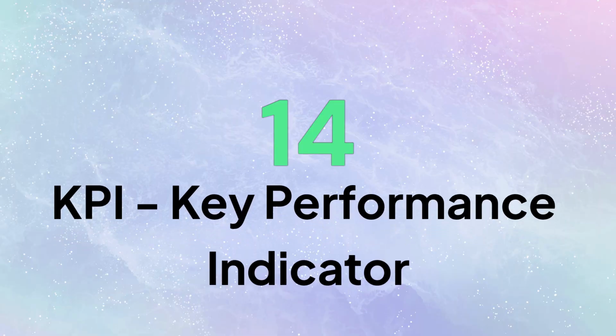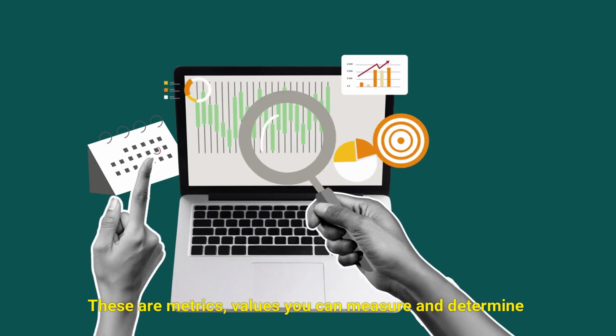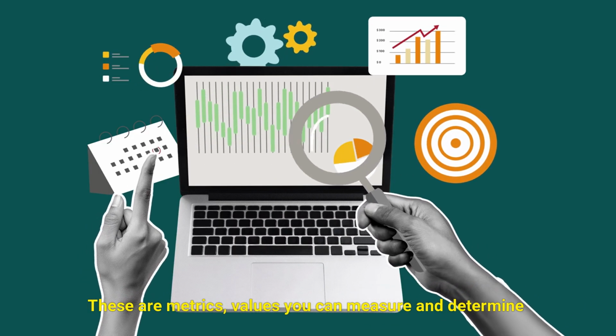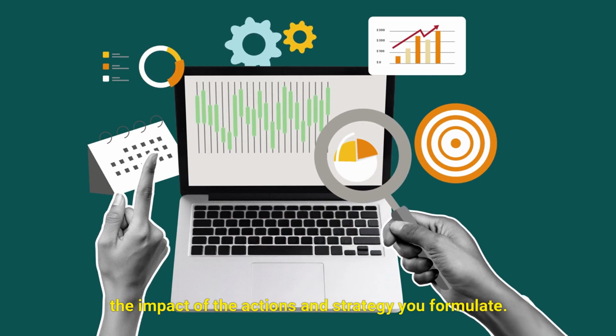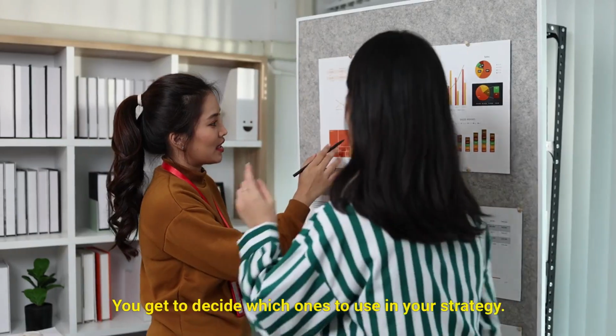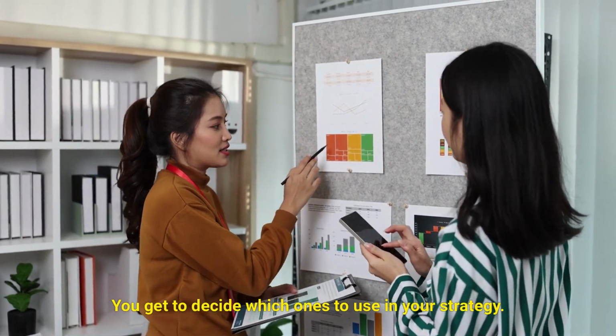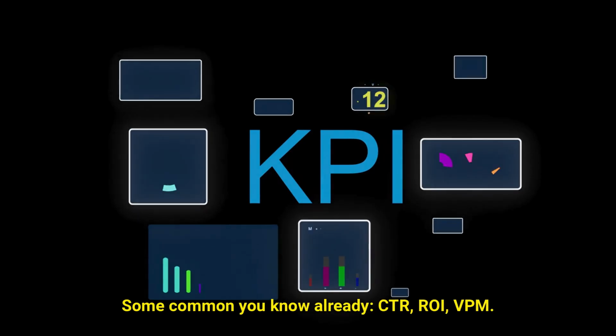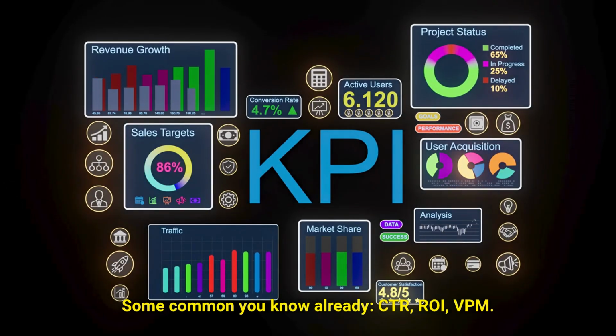Number 14. KPI, or Key Performance Indicator. These are metrics, values you can measure and use to determine the impact of the actions and strategy you formulate. You get to decide which ones to use in your strategy. Some common ones you know already: CTR, ROI, CPM.